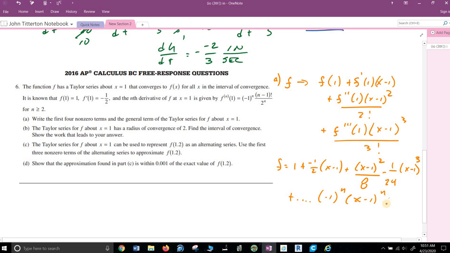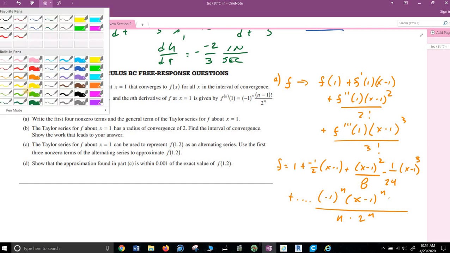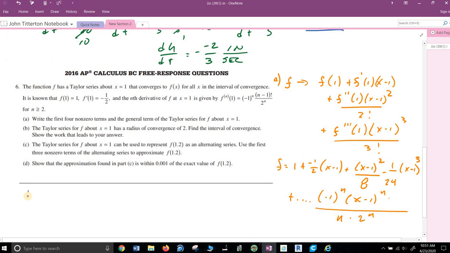Alright, the n minus 1 factorial on the top cancels with most of the factorial on the bottom. And we're left with n, and the 2 to the n is still there. So that's our general term. That's tricky. Make sure you understand that. And you're probably like, yeah, I don't, but hey, you're on your own. Good luck. All right, part B.